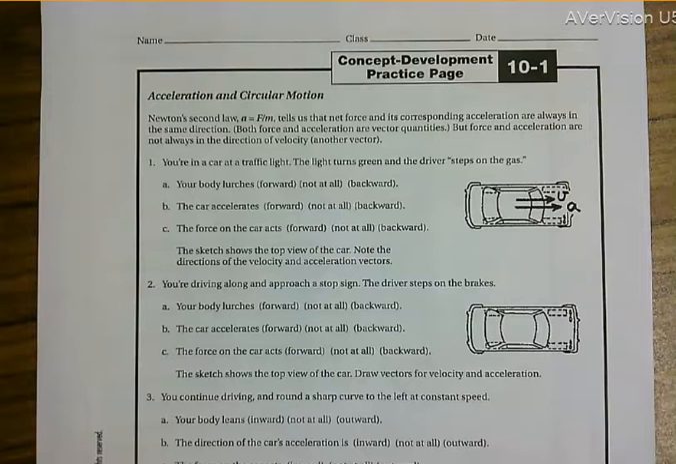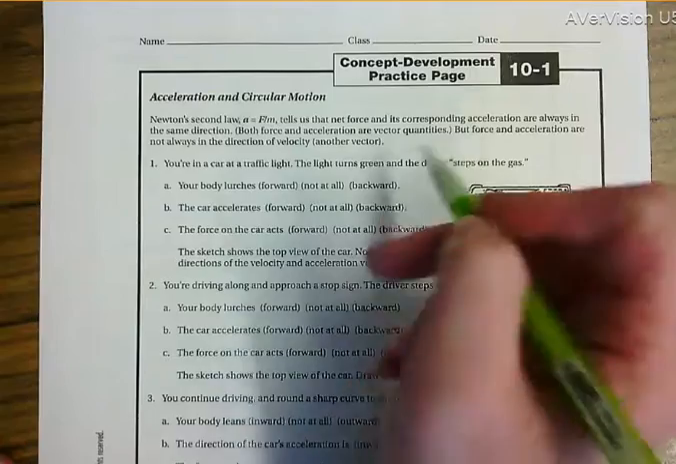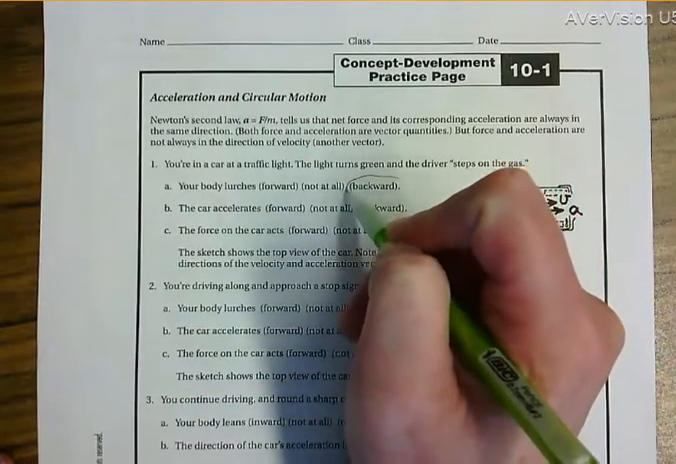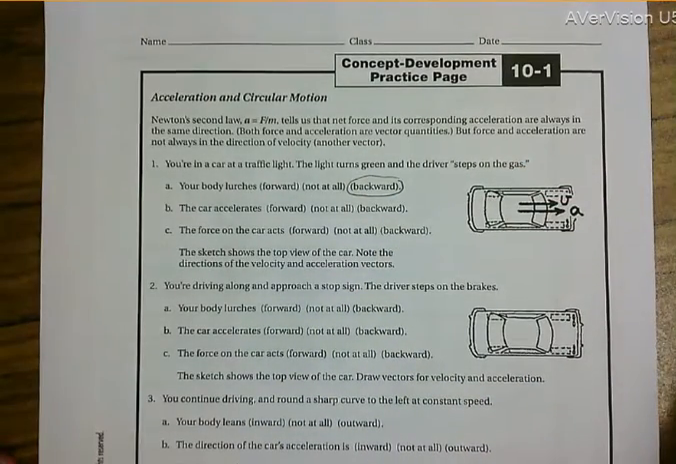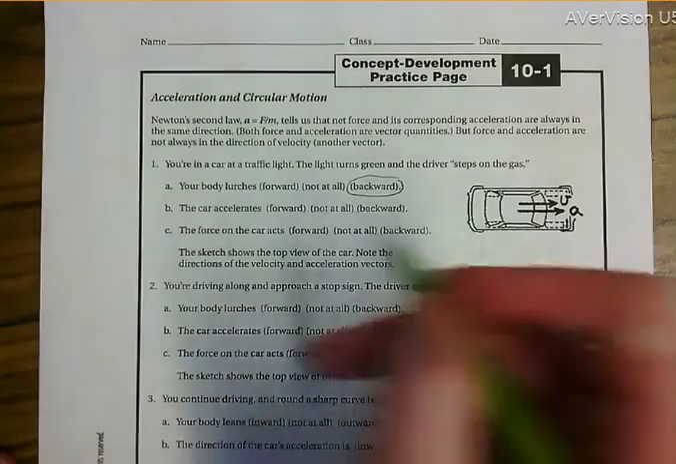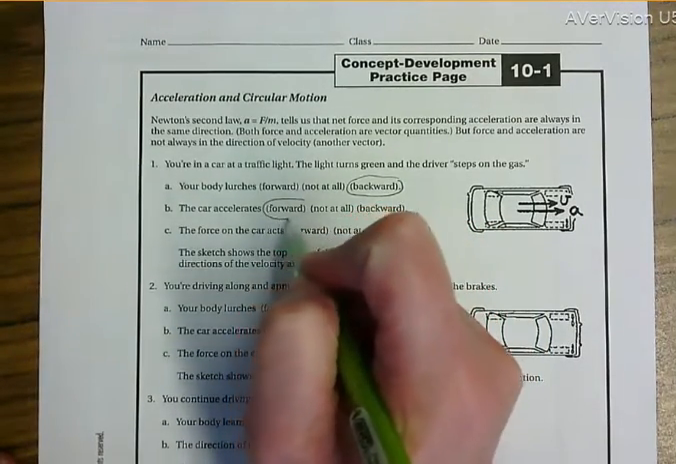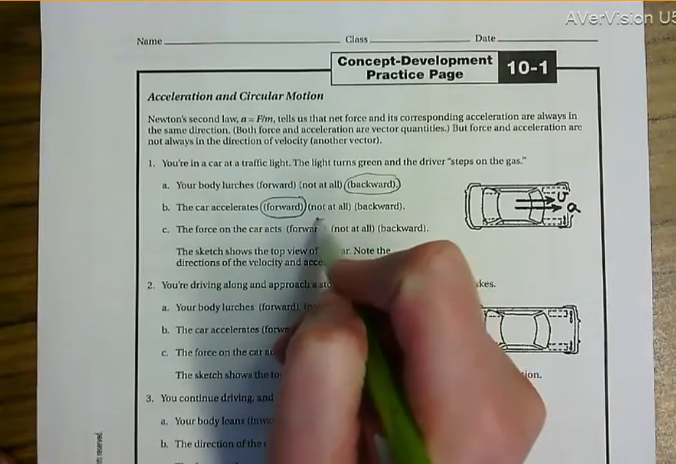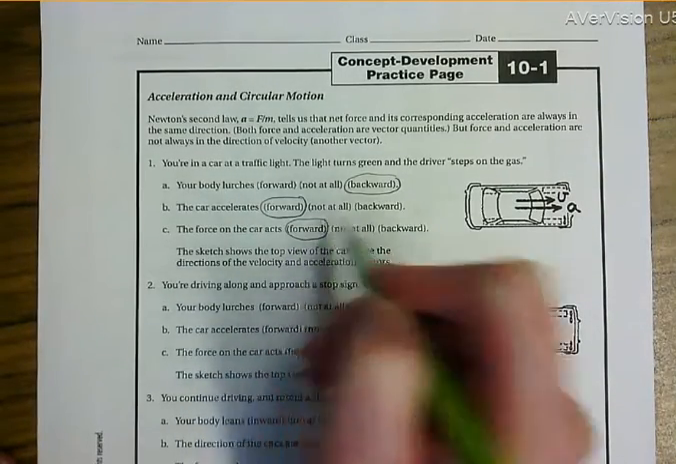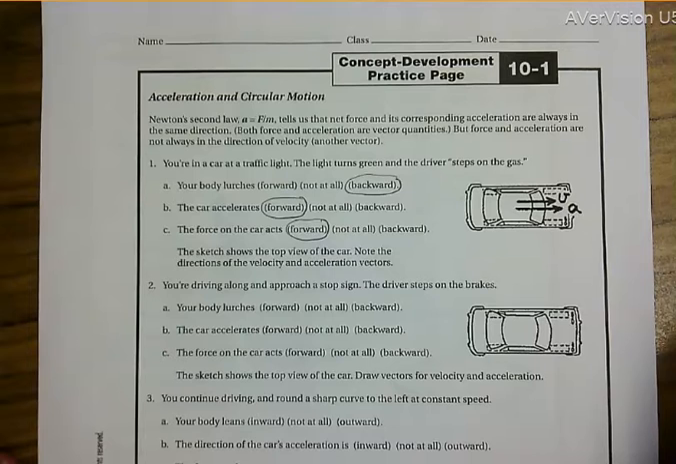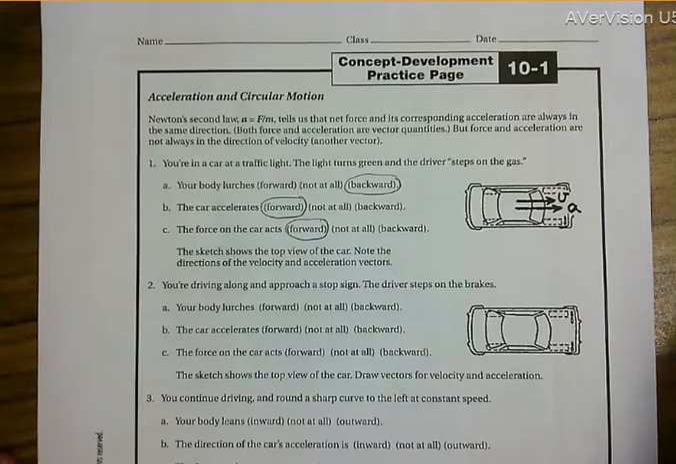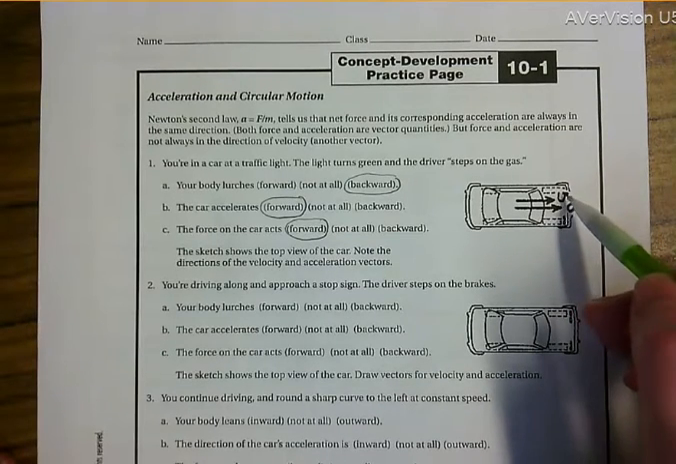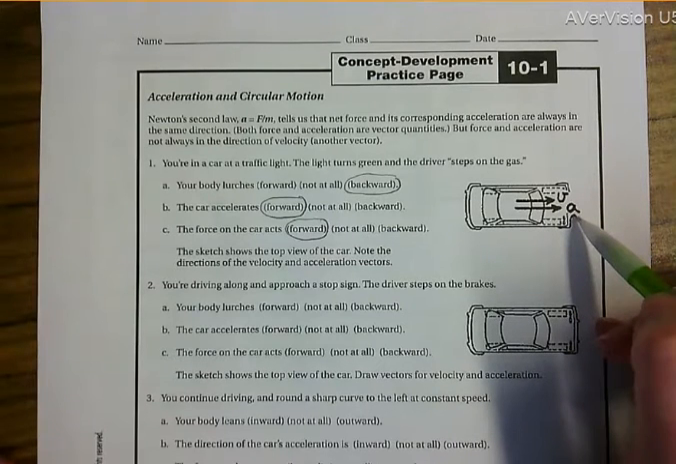The light turns green and the driver steps on the gas. Your body lurches, right? So your body moves backwards when you suddenly start moving. The car accelerates forward. The force on the car acts forward. The sketch shows the top view of the car. Note the directions of the velocity and acceleration vectors. So our velocity is forward and our acceleration is forward as well.